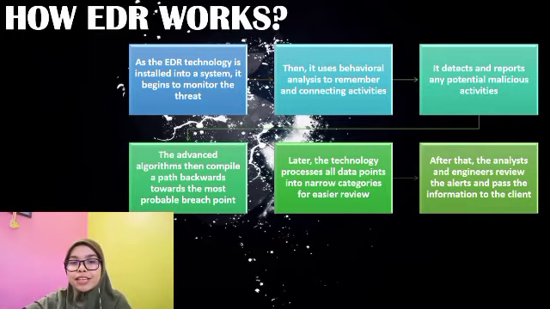As EDR technology is installed into a system, it begins to monitor for threats. Then it uses behavioral analysis to remember and connect the activities. It detects and reports any potential malicious activities. The advanced algorithm then compiles a path backwards toward the most probable breach point. Later, the technology processes all data points into narrow categories for easier review. After that, the analysts and engineers review the alerts and pass the information to the client.